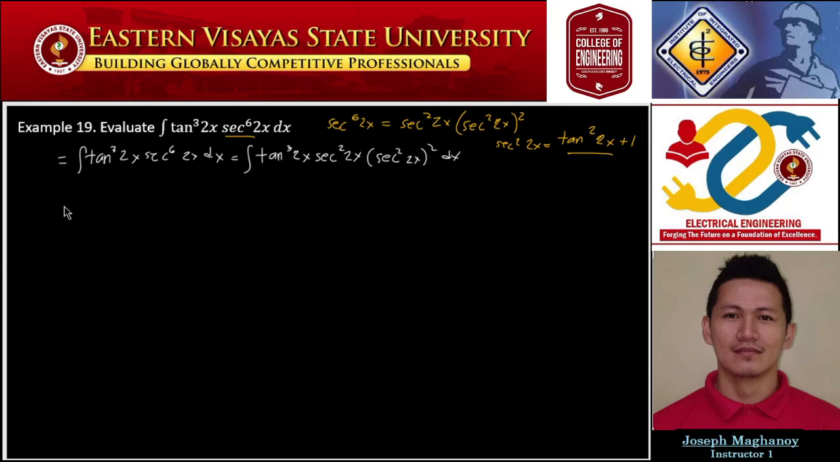Okay, so we rewrite the function. If you rewrite the function, that is equal to the integral. So we rewrite this and replace secant squared 2x with our identity tangent squared 2x plus 1. So that is integral tangent cubed 2x secant squared 2x. Then replace with our identity secant squared 2x with tangent squared 2x plus 1. Of course, don't forget the squared. So dx. So our next step is to expand.